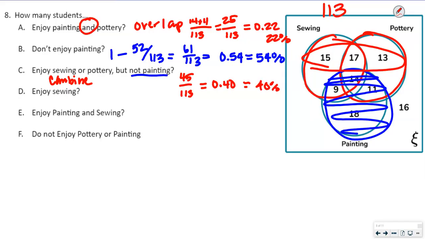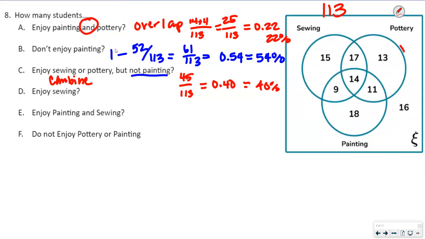So the next one says enjoy sewing. Okay? This one's easy, right? It's just that group right there. Sewing over our total. So we're going to add up all those numbers. When I did that, I got 55 over our 113. Again, that does not reduce. That's 0.49, which is 49%, okay?